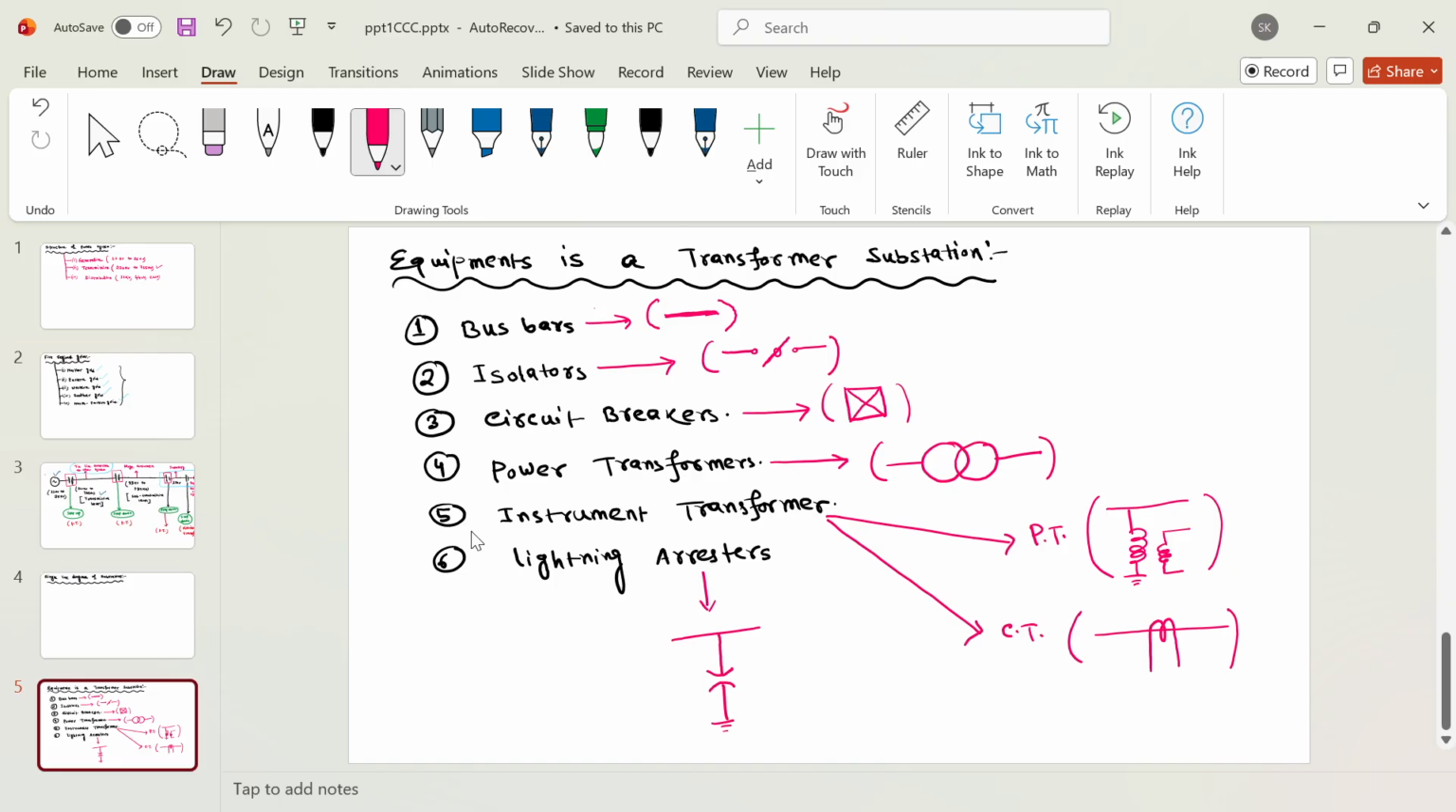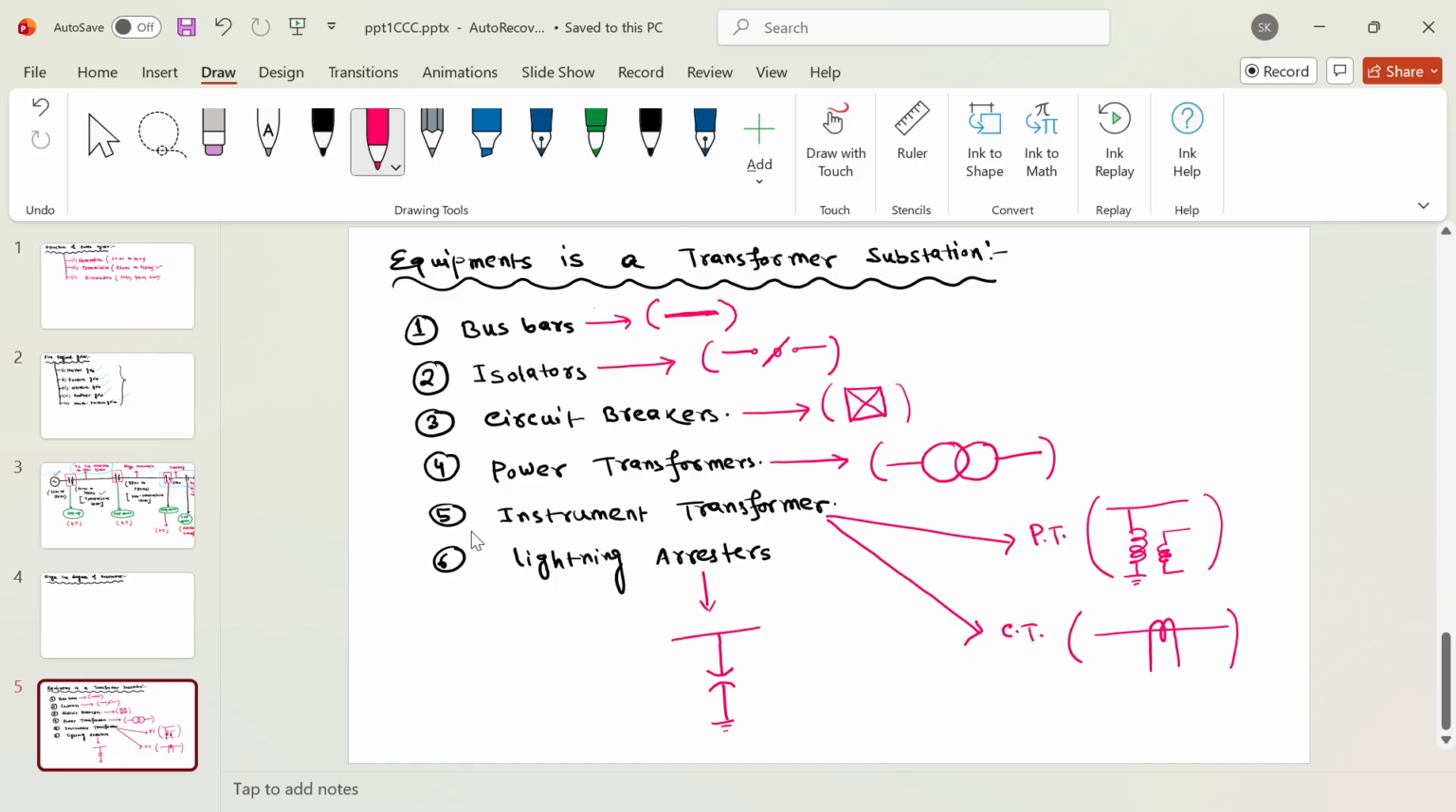And the last is the lightning arresters. Lightning comes under overvoltage transients, you can say. These overvoltage transients are traveling in nature and are of high magnitude. And lightning arresters offer a low impedance if there is any high-voltage transient, overvoltage transient, or lightning.